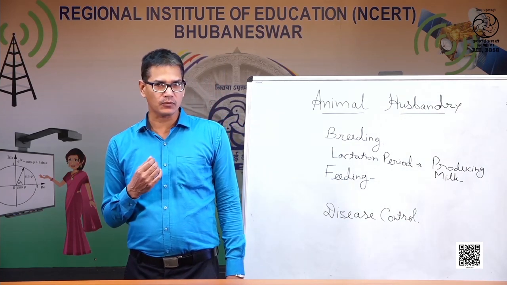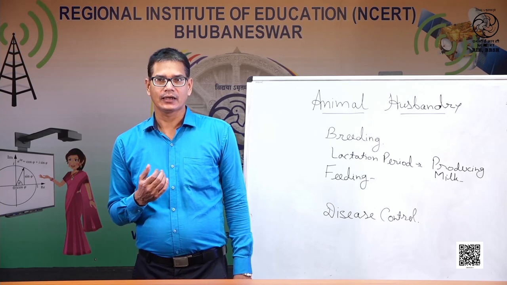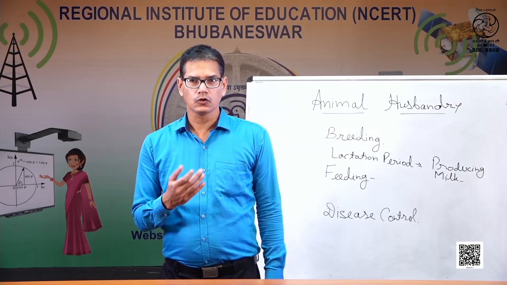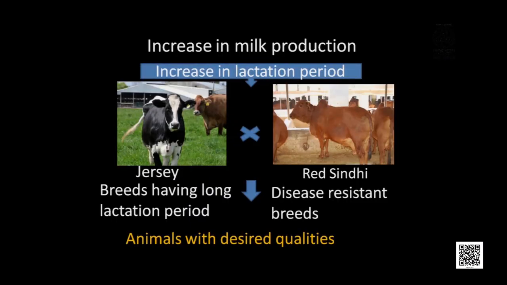Then how can this problem be solved? Actually, some local breeds have excellent resistance capacity. They are resistant to many diseases. Then we can crossbreed foreign breeds with local breeds to get animals with desired qualities. For example, as you can see in the picture, Jersey is a foreign breed. It can be crossbred with a local breed, that is Red Sindhi, and we can get animals of the desired quality. That means animals that have a long and excellent lactation period, and also they are resistant to diseases.